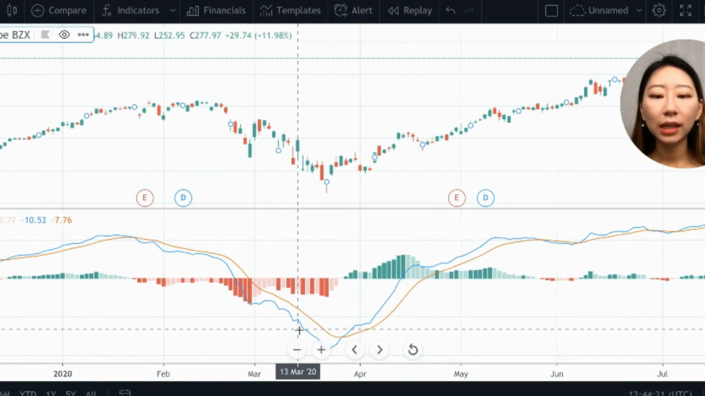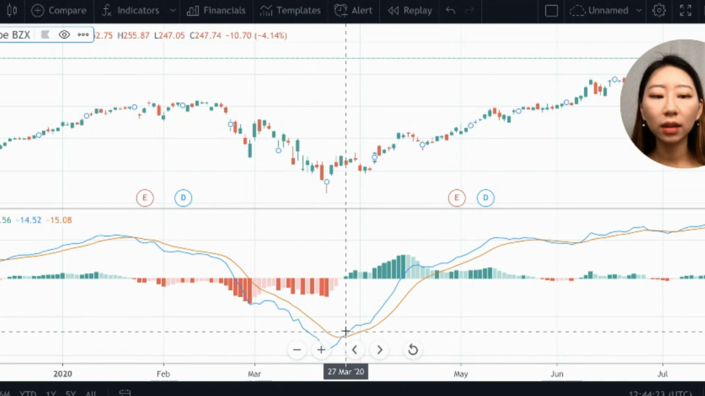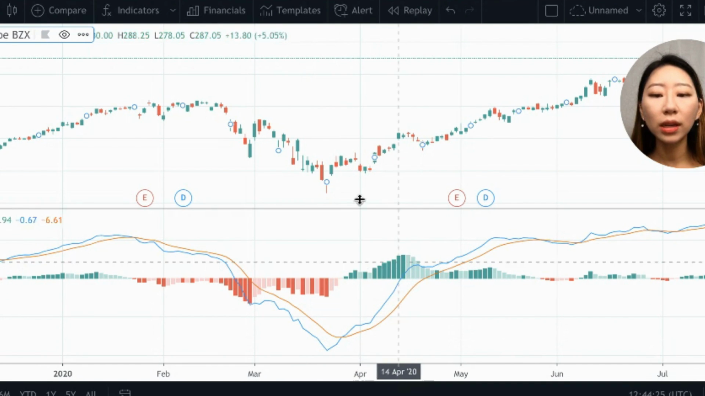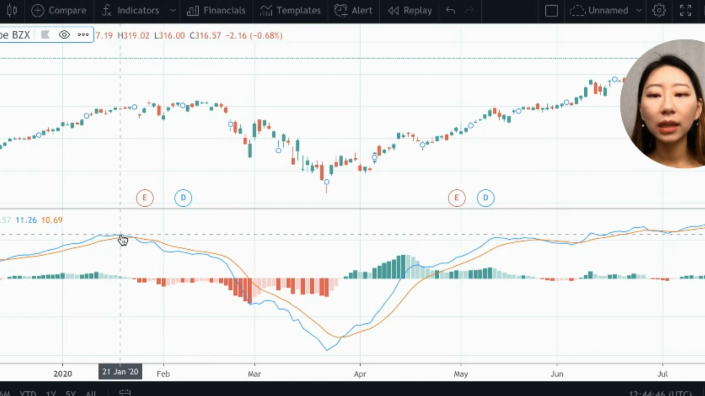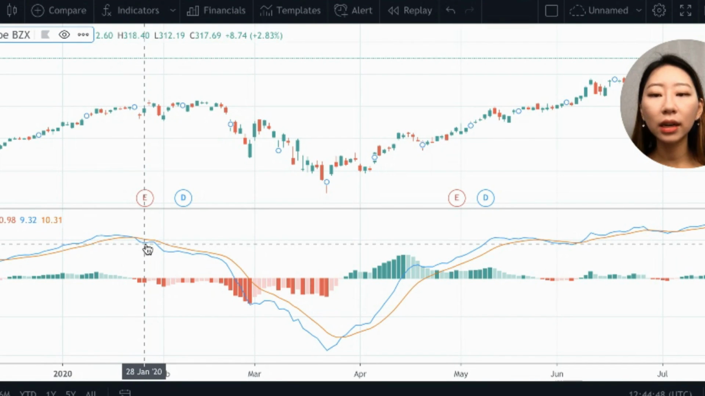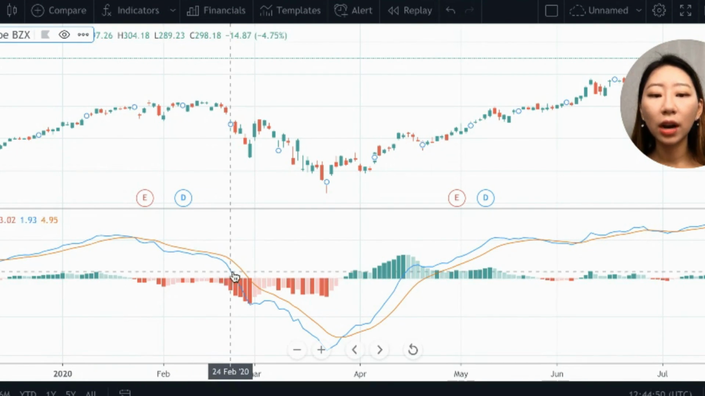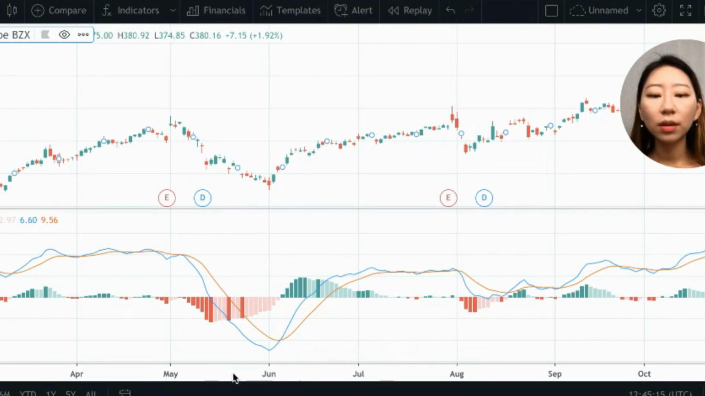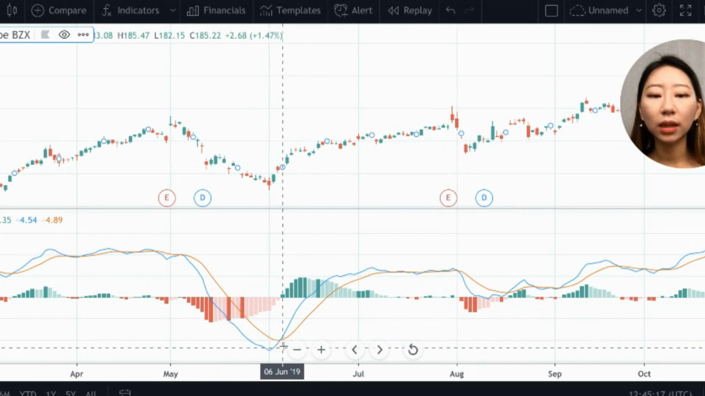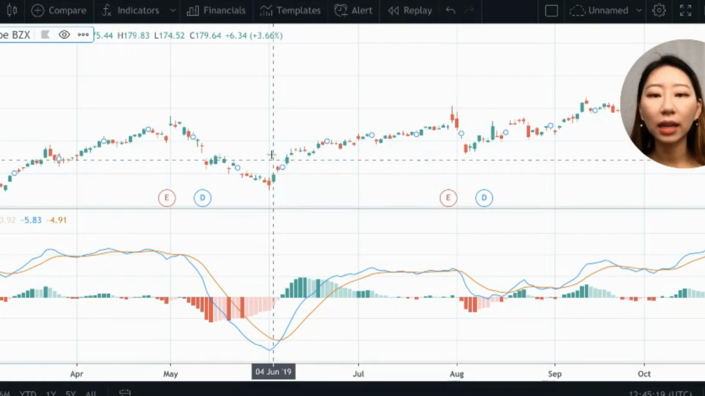So when the MACD line crosses the signal line and goes upward, you'll see the bull market. And when you see the MACD line cross the signal line and go down further, you'll see the bear market like this. So a lot of traders use this MACD golden cross as the entry signal.